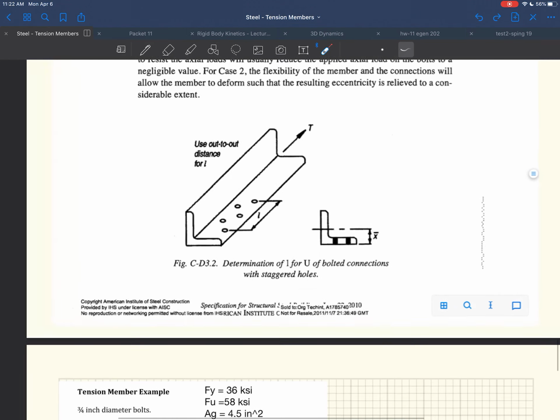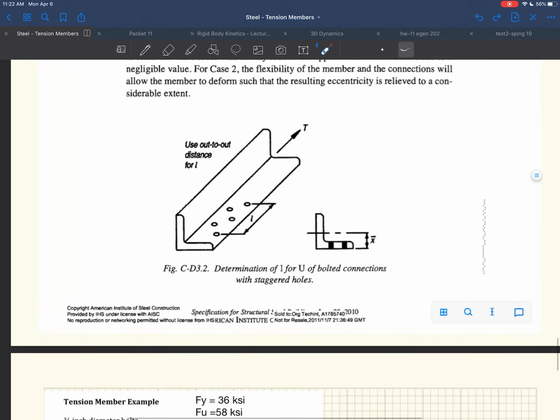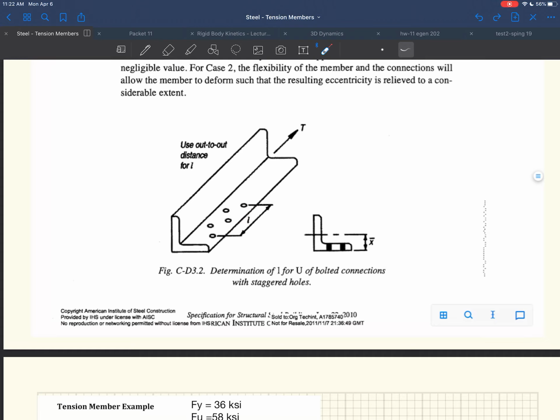So it goes on to talk about what is L. Well, L is, if this thing was welded right along this length right here, L would be the length of your weld that you would use in your calculation. So in that above example, it would be the length of the welds on the side.